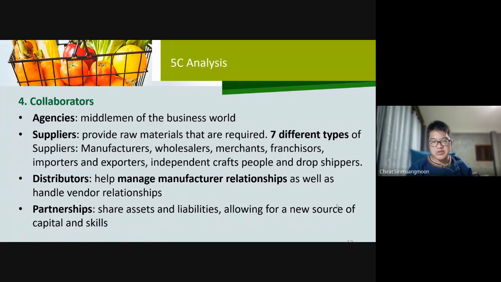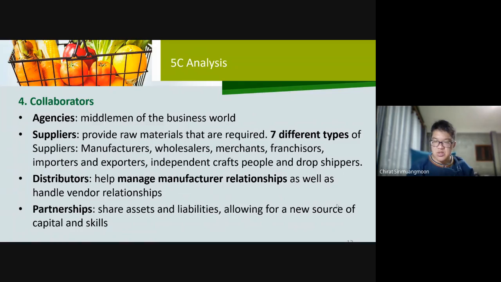Then distributors. A distributor is the person who helps you to manage manufacturers' relationships. So make sure that you have good distributors for your product, because they are going to help you to spread the products.